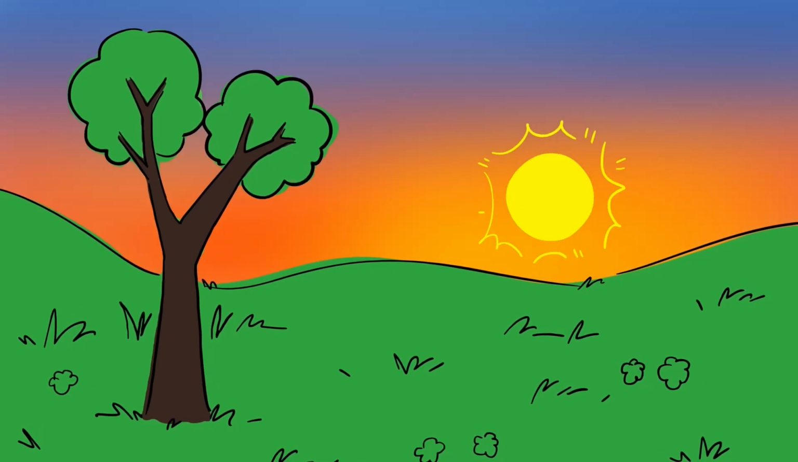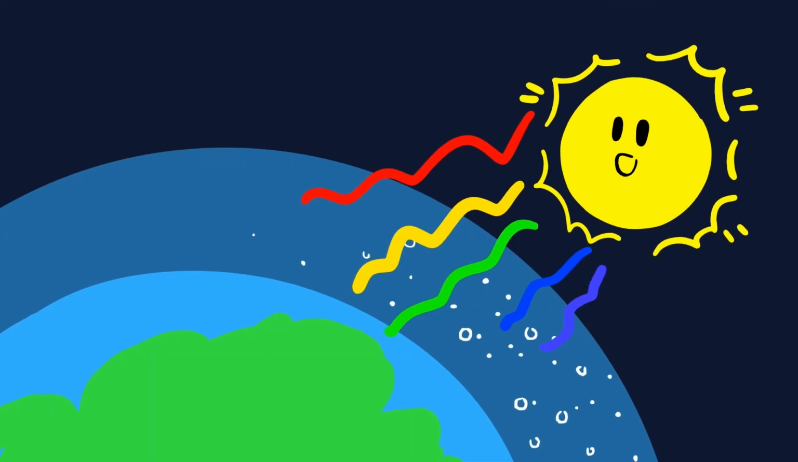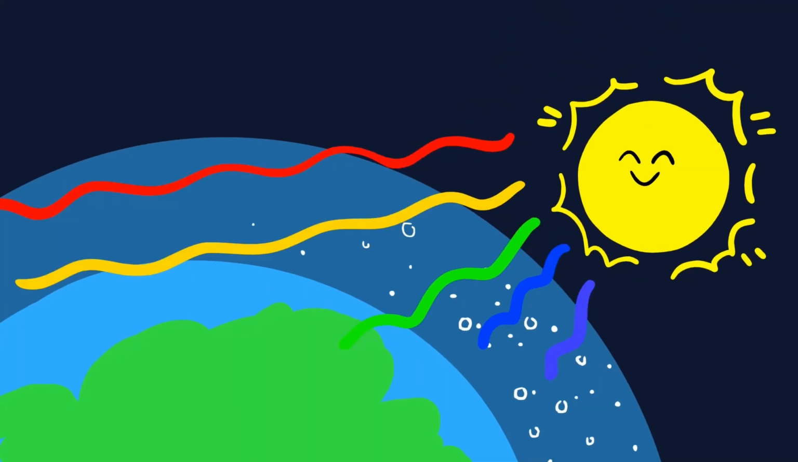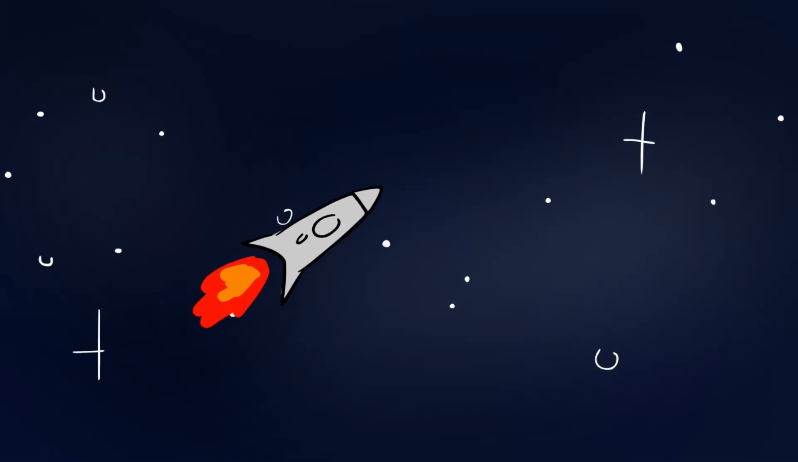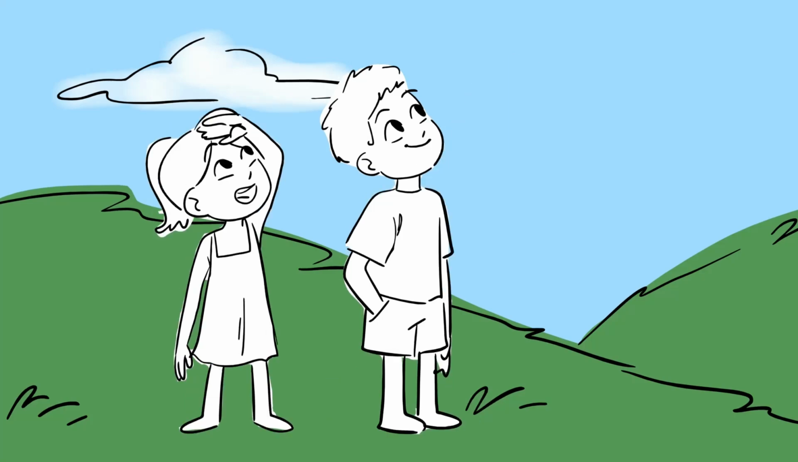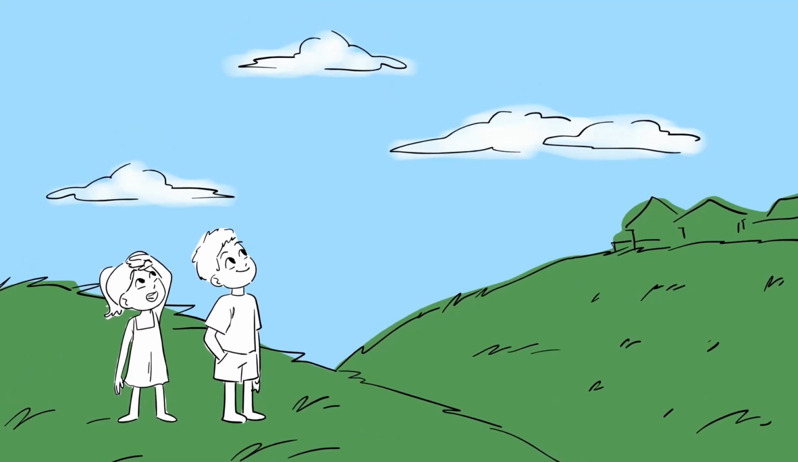At sunset, the light travels through more of the atmosphere, scattering blue light away and leaving behind red and orange colors. And in space, where there's no atmosphere, there's nothing to scatter the light, so the sky looks completely black. So, the next time you look up at a blue sky, you'll know exactly why it looks that way.